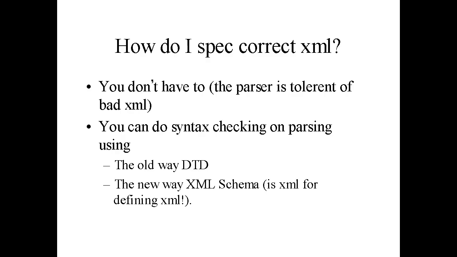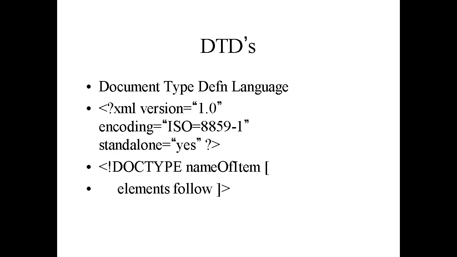So how do you specify a correct XML? And the answer is you don't have to. It's a trick question. The parser will work with bad XML, but if you do have a specification, the parser will detect errors in the spec. In the old days, you used to use a document type definition, or a DTD, but those were not written in XML. Now we have an XML-based system called the XML schema, and that is XML for defining XML, and that tells us what tags are appropriate and when they're appropriate.